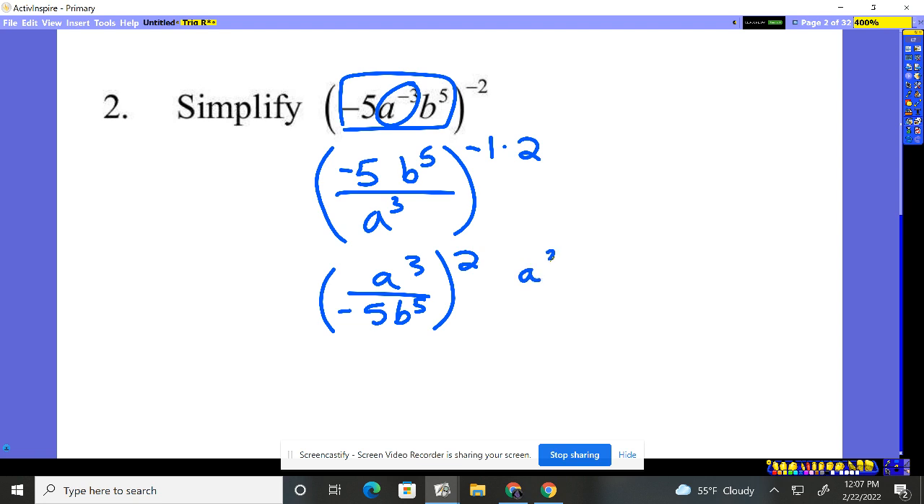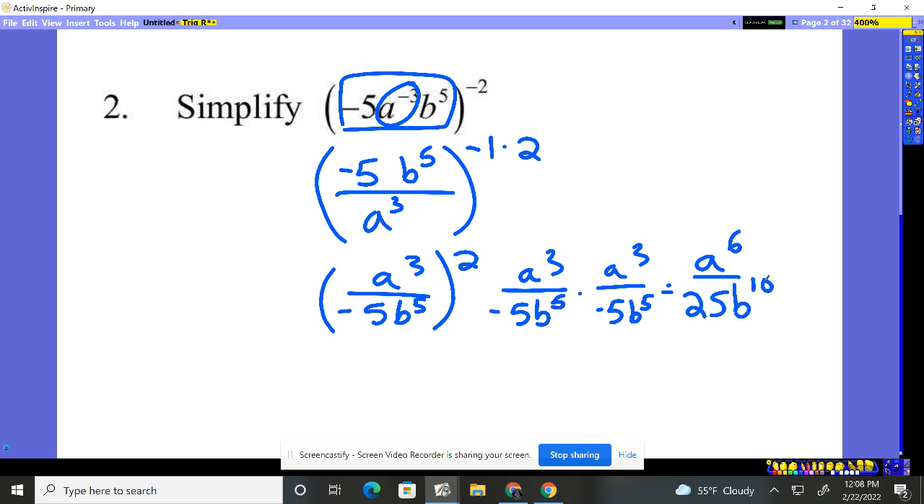So you have an a to the third, negative 5, b to the fifth, times an a to the third, negative 5, b to the fifth. A to the third times a to the third is a to the sixth. Negative 5 times negative 5, 25. And b to the fifth times b to the fifth, b to the tenth.